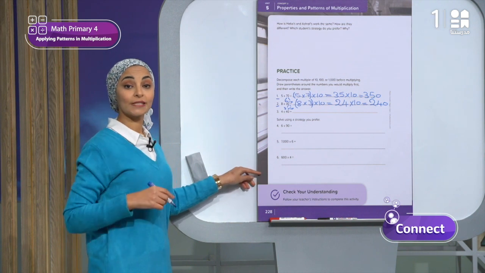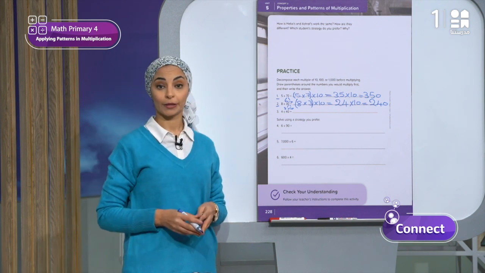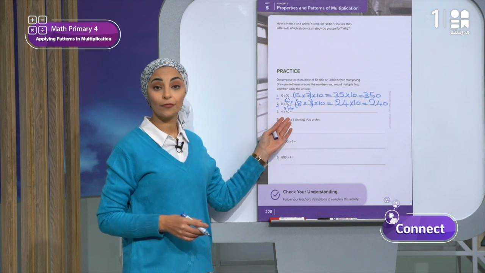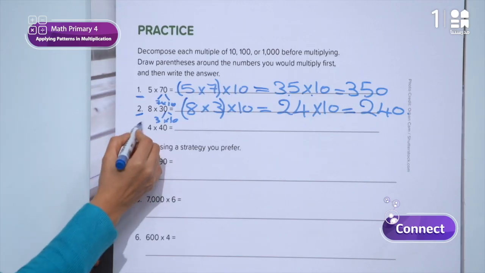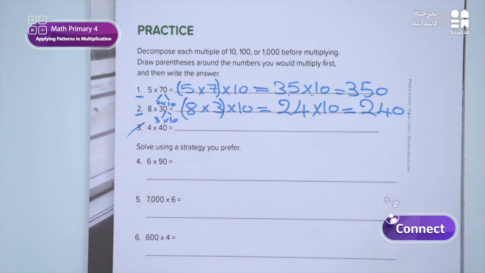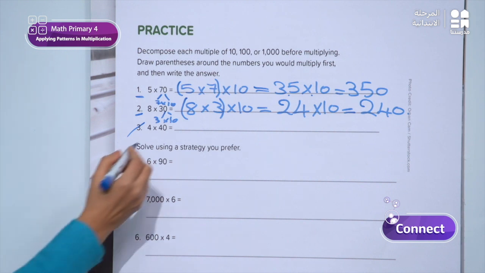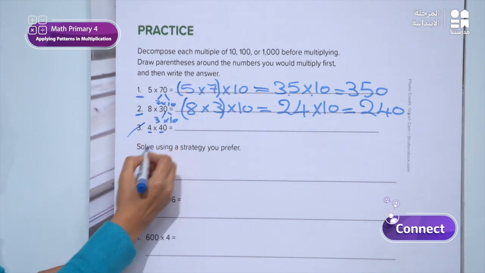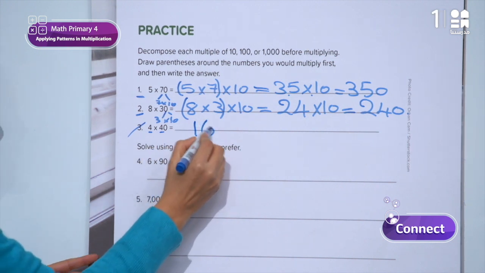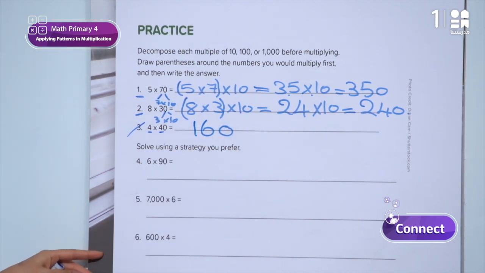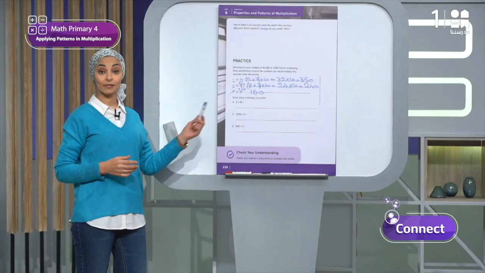Now we can do the same with problem number 3. Here I want to multiply 4 times 40, right? So 4 times 40, I will decompose 40 into 4 times 10. Okay, or I can make it 4 times 4 equals what? Yes, 4 times 4 equals 16 and put the 0 to be 160 and this is my answer. And now let's move to the second part in this practice.